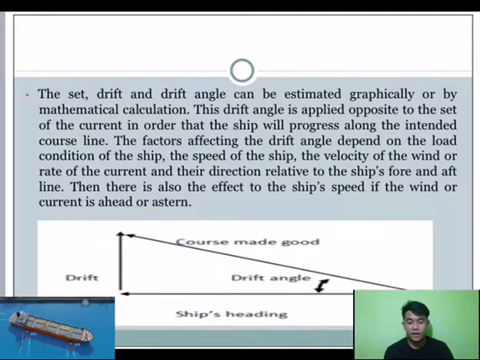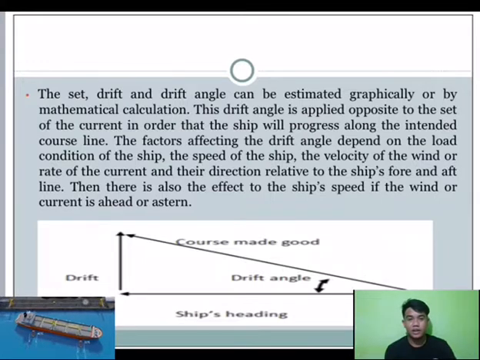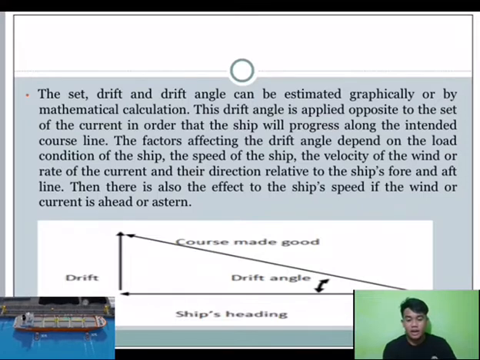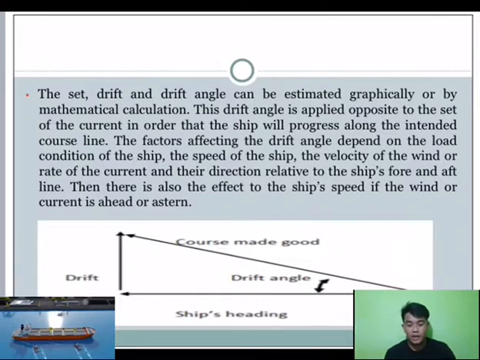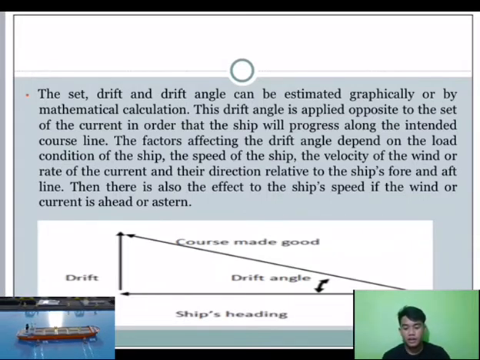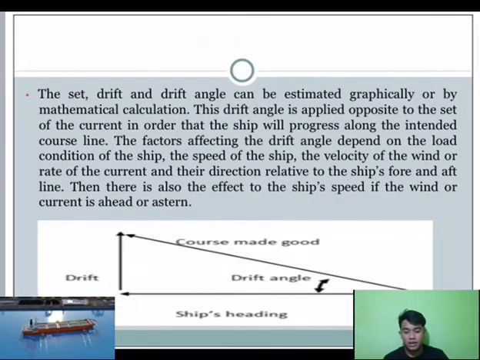The set, drift, and the drift angle can be estimated graphically or by mathematical calculation. This drift angle is applied opposite to the set of the current in order that the ship will progress along the intended course line. The factors affecting the drift angle depend on the load conditions of the ship, the speed of the ship, the velocity of the wind or the rate of the current, and their direction relative to the ship's fore and aft line. Then there is also the effect on the ship's speed if the wind or current is ahead or astern.